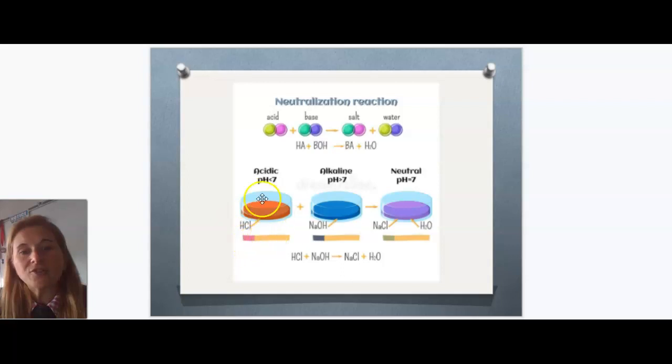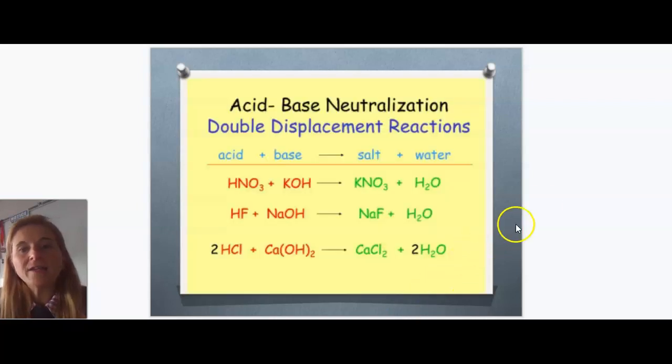Here we see hydrochloric acid, and in the other dish we have sodium hydroxide, and when we bring them together, we end up with the salt sodium chloride and water as our product. So neutralization reactions are a type of double displacement that include acids and bases. Here are some other examples of acid and base neutralizations for you to take a look at. We even have one here where there's some balancing involved. So nice examples there.